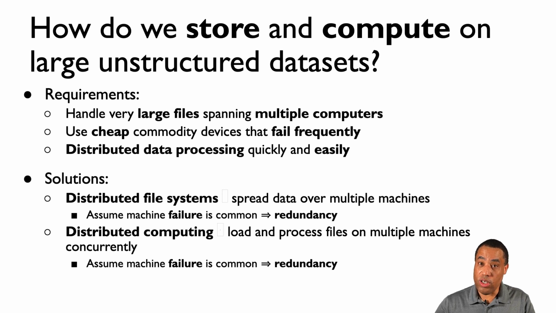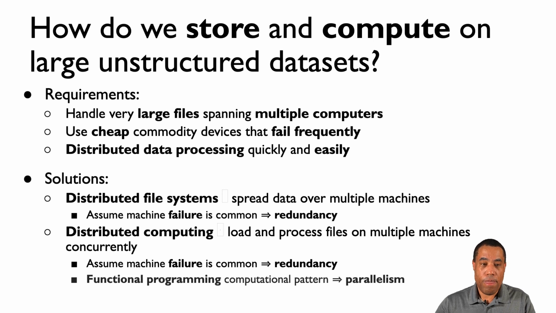So again, we're going to assume that machine failure is common. And so for the storage side we need redundancy, but also for the data processing side we're going to need redundancy. A machine might fail in the middle of one of these big computations. If that happens, we want to be able to quickly deal with that through redundancy. And so the approach we're going to take is a functional programming approach. We're going to use that functional computational pattern to give us parallelism. And we'll see how these three components work together to allow us to work with large unstructured data sets. So again, distributed file systems, distributed computation, and functional programming.